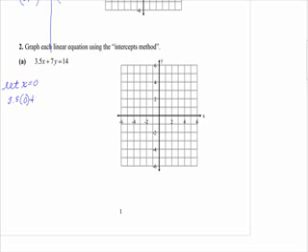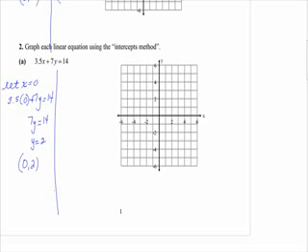3.5 times 0 plus 7y equals 14. Obviously 3.5 times 0 goes away, and I end up with 7y equals 14. And y is 2. The next thing I want you to do is write it as a coordinate. Benji, could you tell me what this coordinate would be? 0, 2. Nice. And I draw the line.